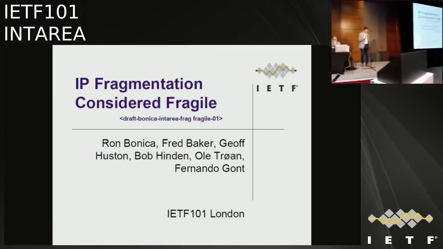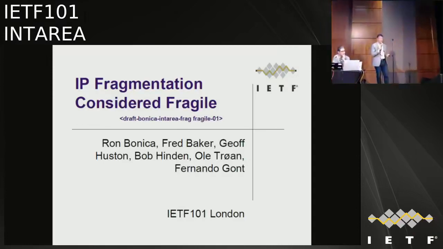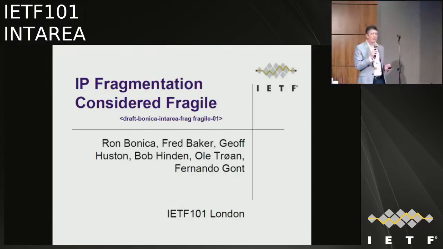Hello, Ron Bonica. The chairs have asked me to shorten the presentation a little bit, so I'm going to skip over a couple of slides. This draft used to be called IPv6 fragmentation considered fragile. As we were writing it, we realized most of our criticisms applied to IPv4 as much as IPv6. So we renamed it. It's now IP fragmentation considered fragile.